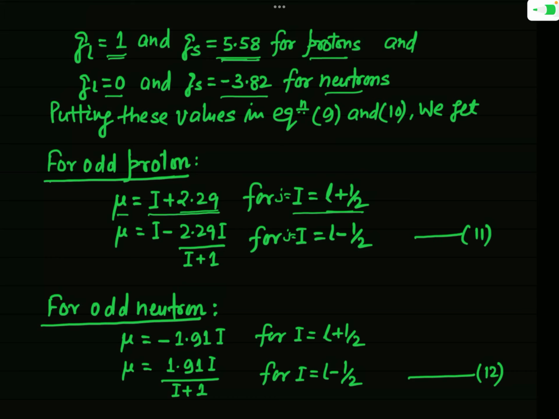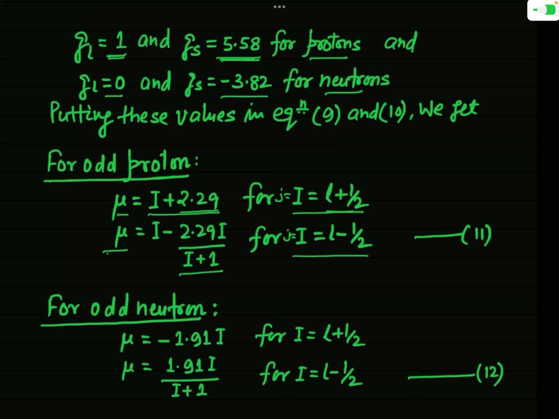And similarly, when you put the values of GL, which is 1, and GS, which is 5.58 for proton in the second case, then you get the value of mu, which is equal to I minus 2.29 I divided by I plus 1, and this will be obtained in the second case, that is the jackknife case, when J or I is equal to L minus half.